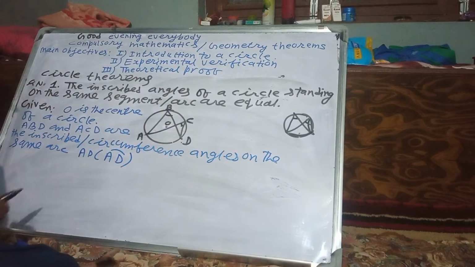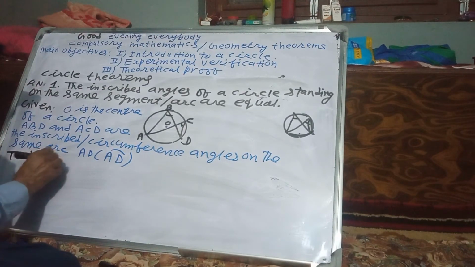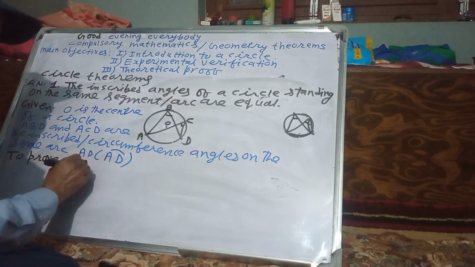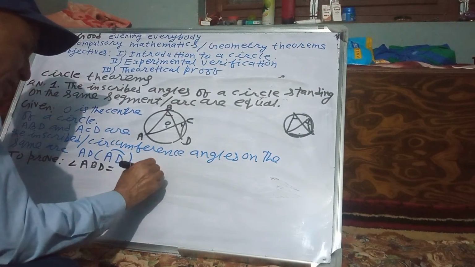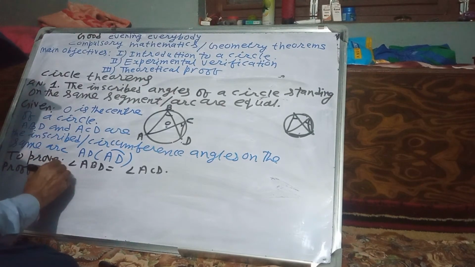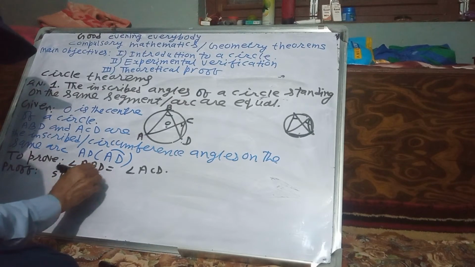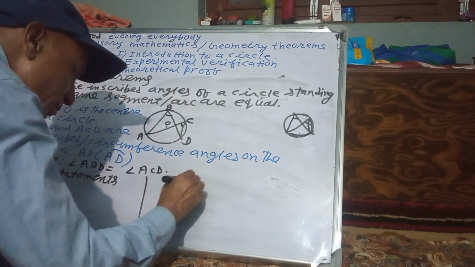Given. To prove these two angles are equal, angle ABD equal angle ACD. Here no construction, no plan. You can write proof: statement and reasons.